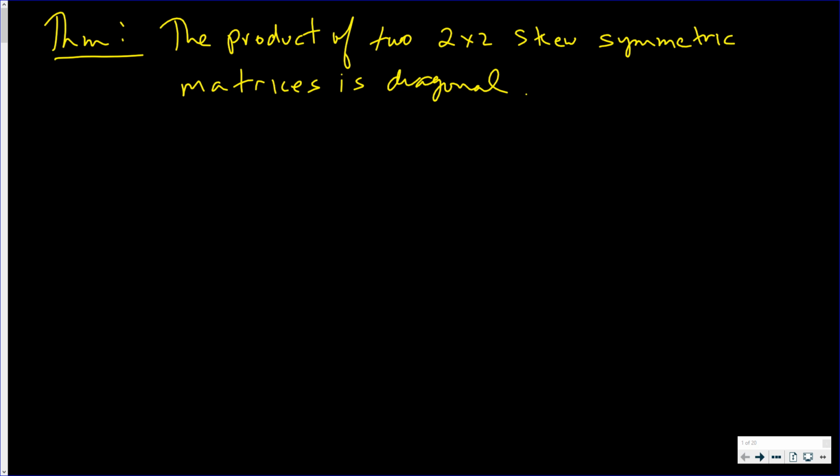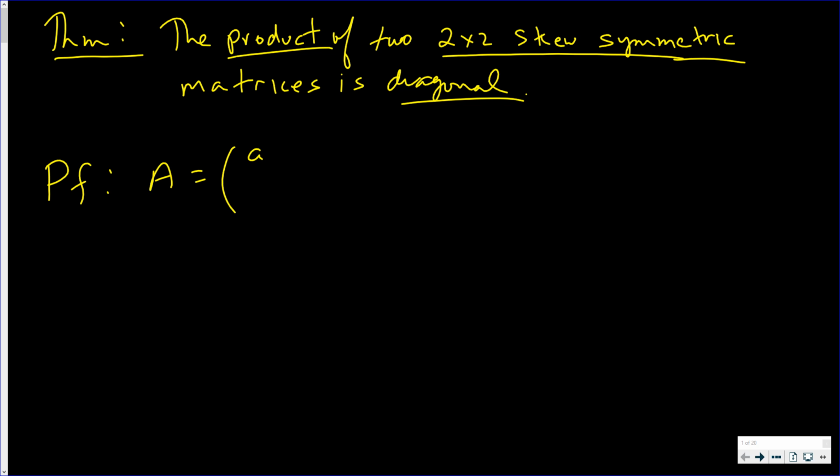In this video, we're going to prove that the product of two 2x2 skew symmetric matrices will result in a diagonal matrix. Well, the first thing we need to figure out is, what does a 2x2 skew symmetric matrix look like? Let's start off with A equaling [[a, b], [c, d]]. We want to find out what are the constraints on a, b, c, and d, if any.